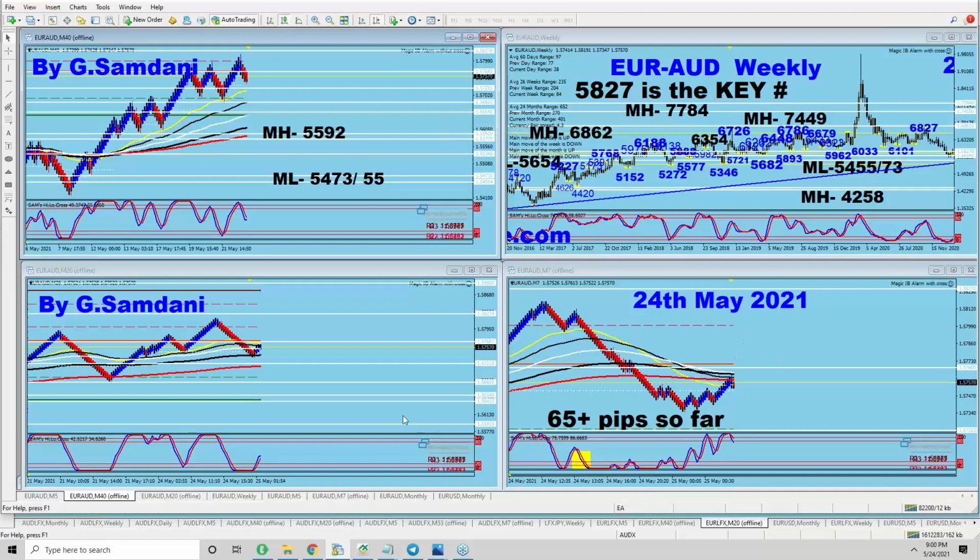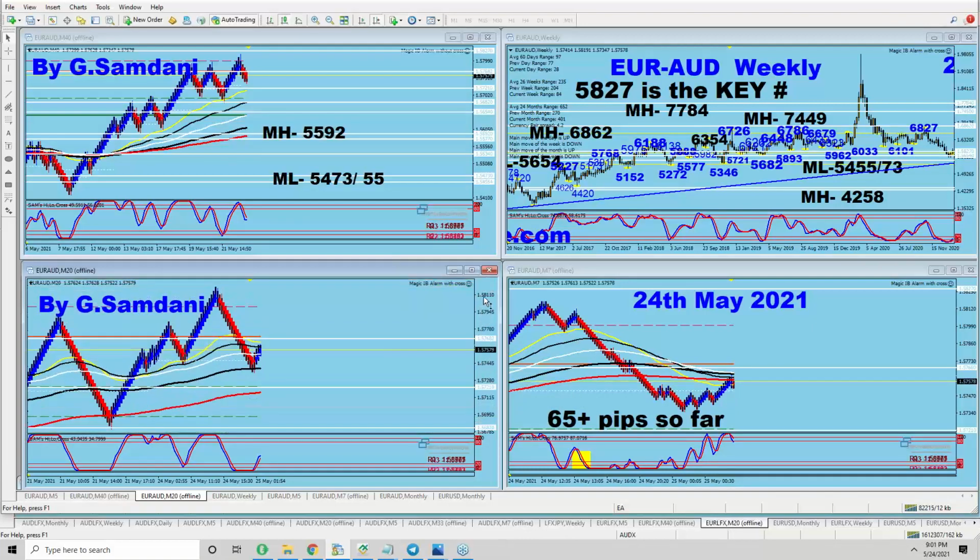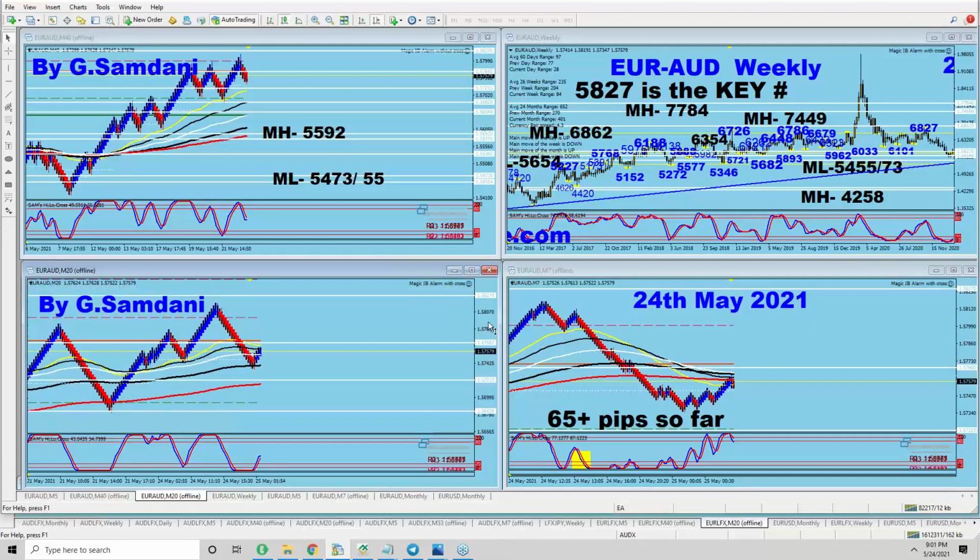So this is how it is. I'm just watching this one. I had this nice entry here for 65 pips yesterday. Last week I hardly traded, but this week I'm planning to trade more.